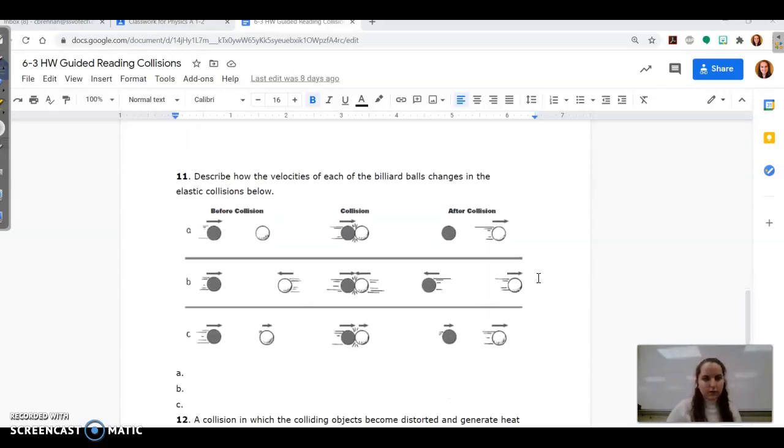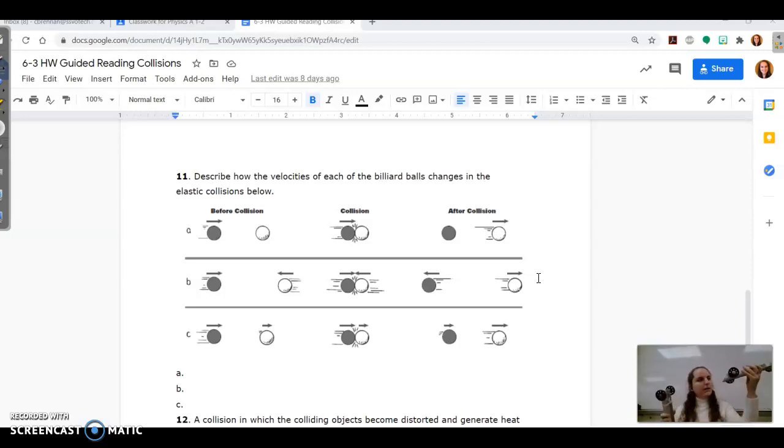So number 10, we just answered. So 11, describe how the velocities of each of the billiard balls changes in the elastic collisions below. So just to throw out these carts again, so we have these carts happening. One is at rest, one is moving towards the other cart with a certain amount of velocity. They collide, bang. So all that happens is that the momentum from one gets transferred to the other, and the other one leaves with a certain amount of velocity there.